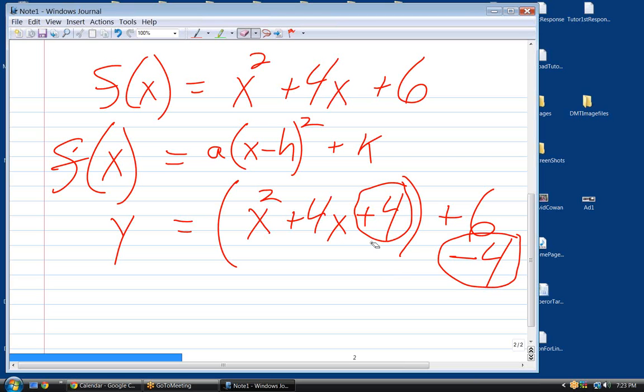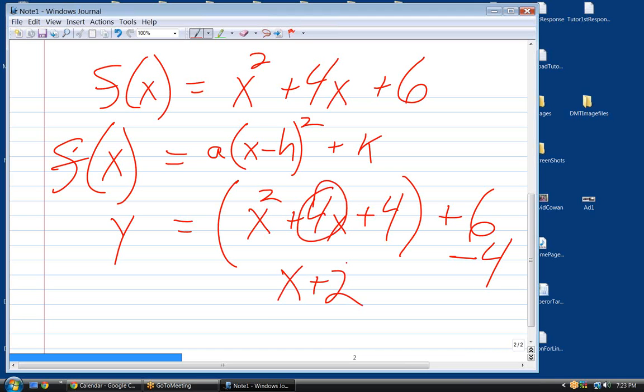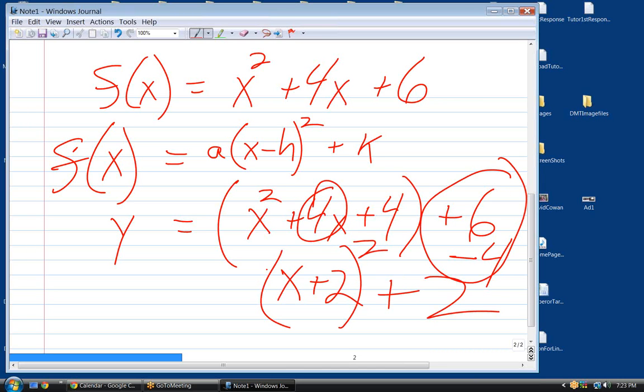Okay? You with me? Now, the reason I took half of that and squared it was so that I can now write this quadratic as x plus 2, half of whatever that was, quantity squared. Combine these two numbers and I get plus 2. Well, I just turned the whole thing into this format. What's a? 1. What's h? It's negative 2.